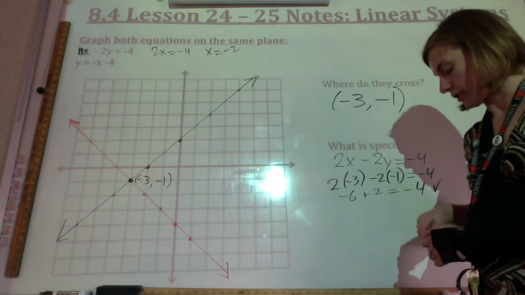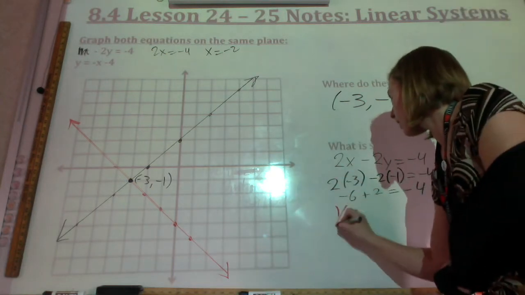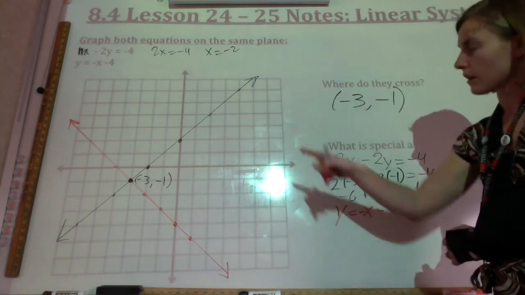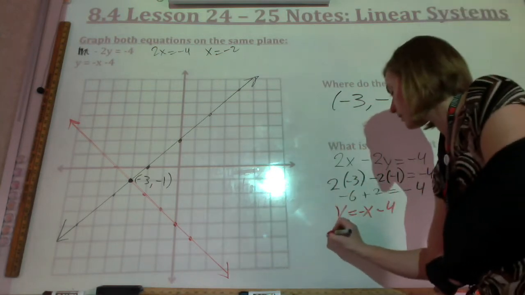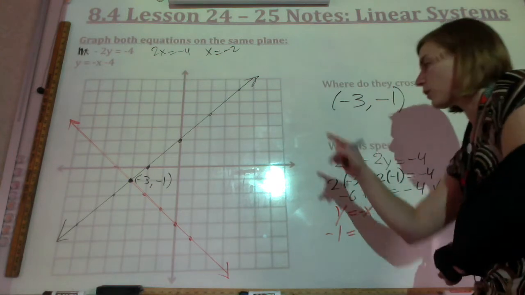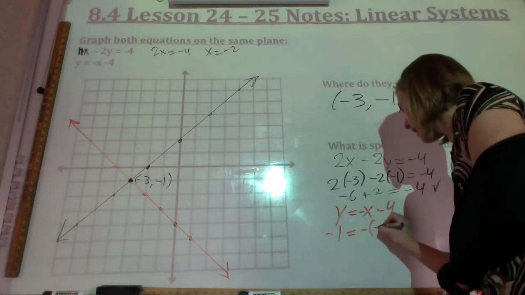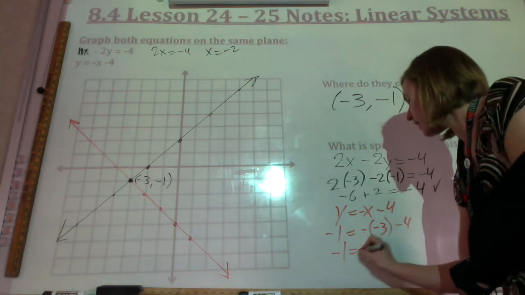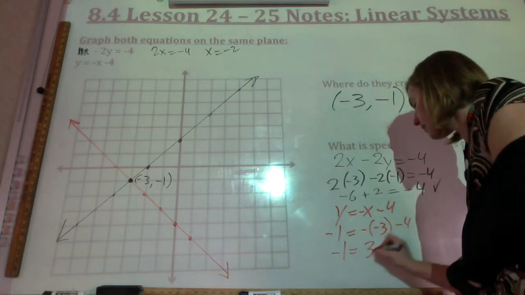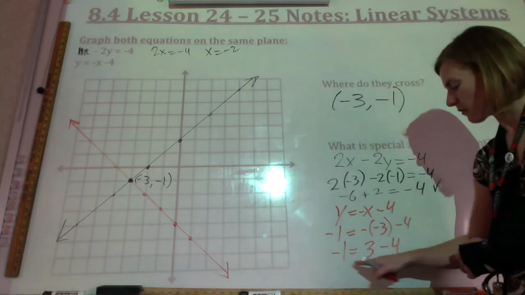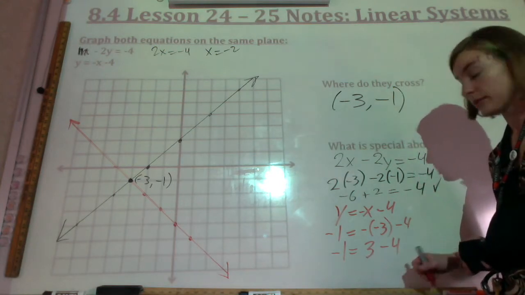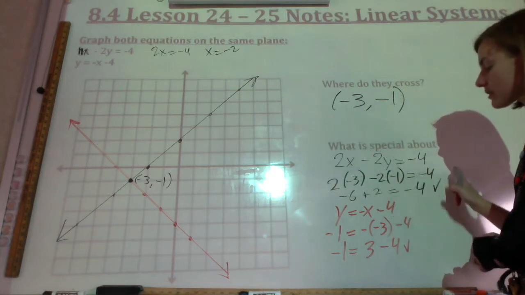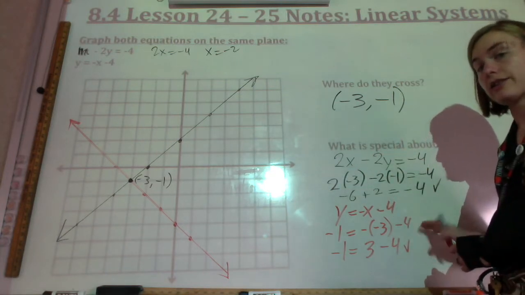Let's check the second equation. The second equation was y equals negative x minus 4. We have negative 1 for y. So negative 1 goes in for y. We have a negative 3 for x. We still have that negative 4. So we still have a negative 1. Negative 3 becomes a positive 3 minus 4. So does negative 1 equal 3 minus 4? Yes, it does. So we just proved that the point where they cross is a solution to both equations.